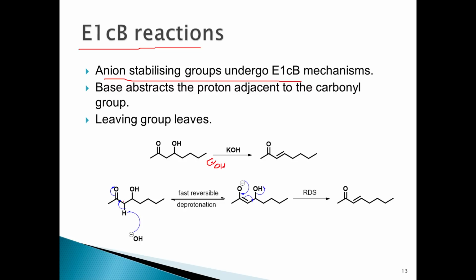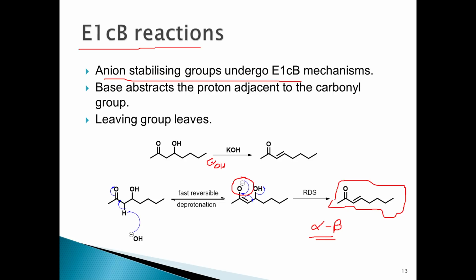It abstracts this proton and then it forms O minus. It abstracts the proton, forms O minus, and this is stabilized due to resonance. There is keto-enol tautomerism taking place. So the anion that is generated over here, the O minus anion, is being stabilized, and this is the most stable product, the alpha beta unsaturated ketone. This alpha beta unsaturated ketone is more stable, and so this is formed.